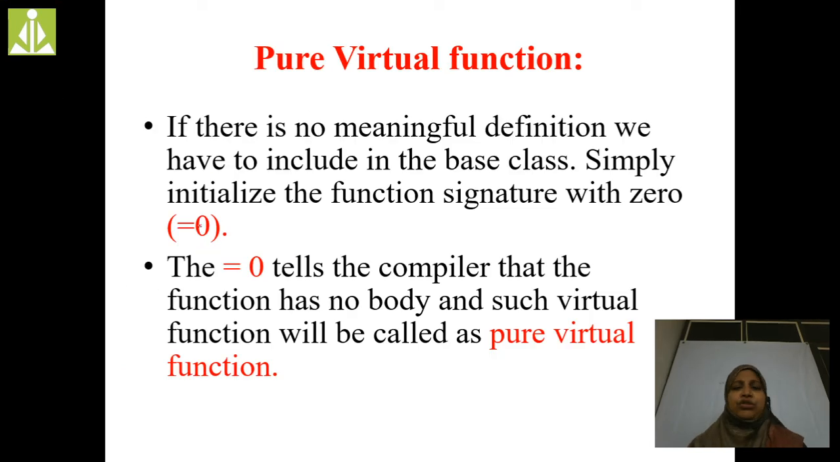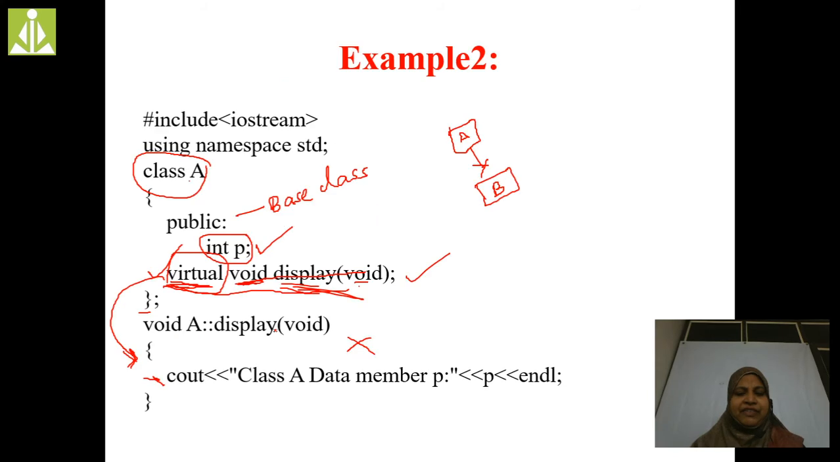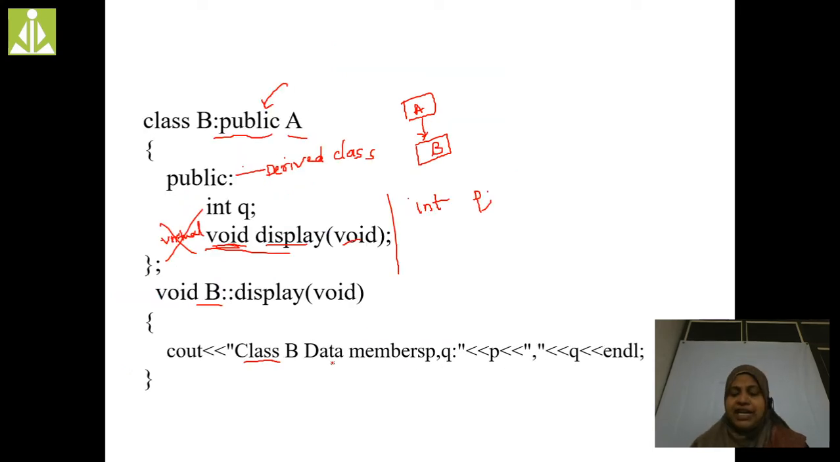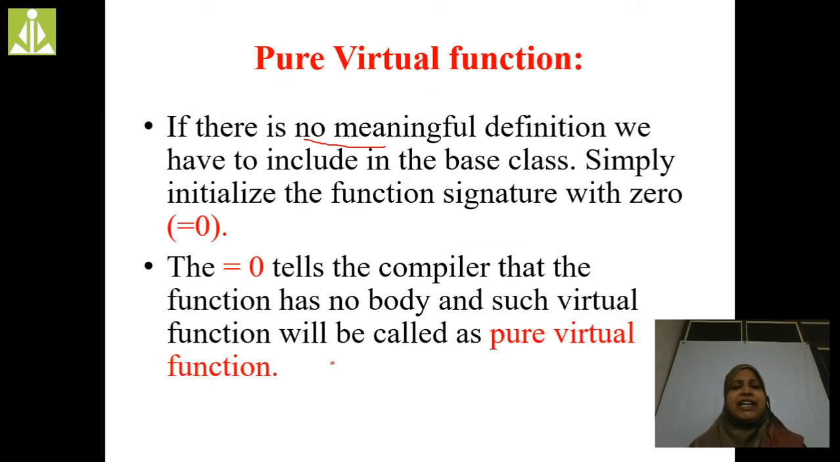There is no meaningful definition present in the base class. Right? Here in this example we have a meaningful definition. Why? Because here I am printing the value of P. It means that this is a meaningful definition. We are defining the virtual function. In some cases we are not going to define any virtual function. In such cases we have to initialize the function signature with 0. Then that particular virtual function is known as a pure virtual function.